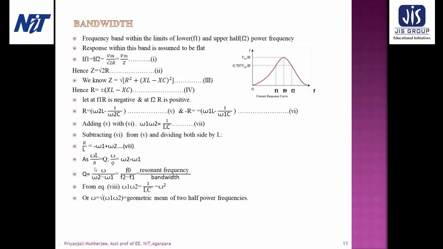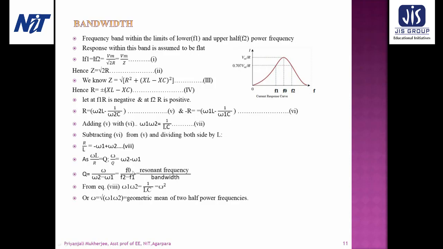Now we know that omega L by R is the Q factor, or omega by Q is omega 2 minus omega 1. Whereas we can say that Q is equal to omega by omega 2 minus omega 1. That is omega.